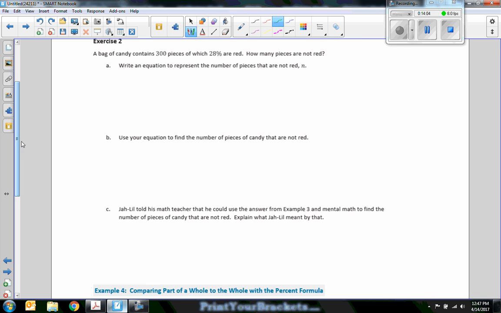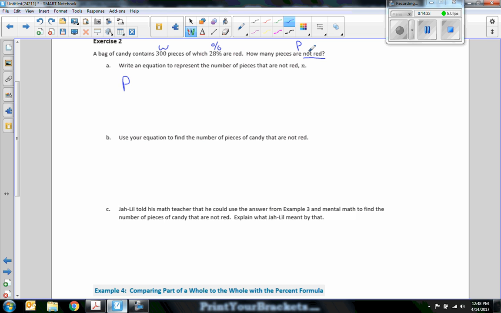Exercise 2. A bag of candy contains 300 pieces, of which 28% are red. How many pieces are not red? Be careful. That is the part in this case. Write an equation to represent the number of pieces that are not red. Okay. So the equation would be part that's not red. Okay.